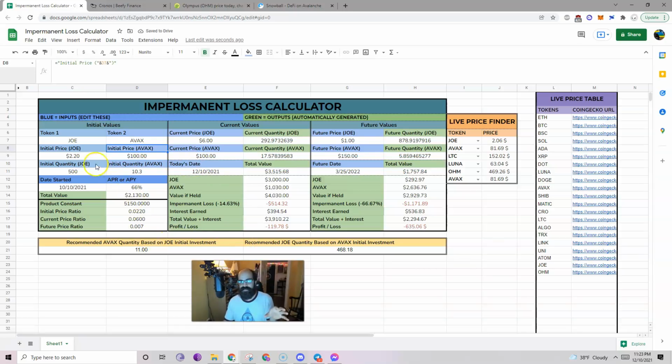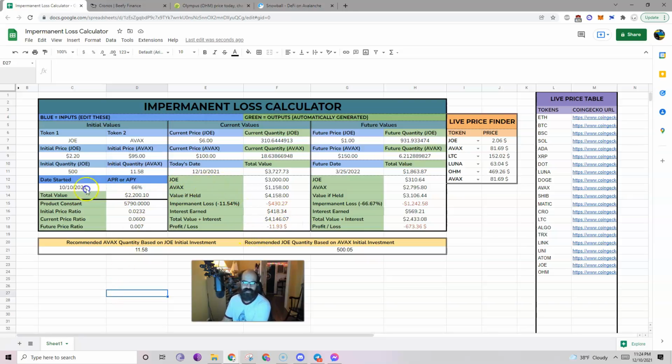Now, one thing to consider is that you need to have a 50-50 pair in the beginning, at least for basic liquidity pool providing. So if you don't want to do that math mentally in your head, which I wouldn't want to do, that's what these down here are for. So let's say the initial price of JOE is $2.20, and the initial price of AVAX, just to make it a little more complicated, is $95. If you go down here, it says the recommended AVAX quantity based on JOE initial investment is 11.58. So if we put in 11.58, now we know that these two investments are equal. And that's what these tools down here are for.